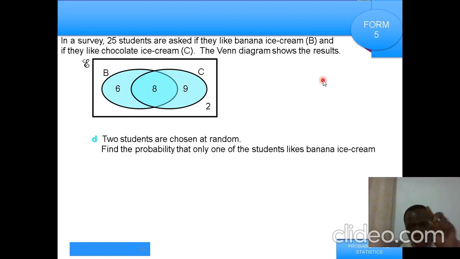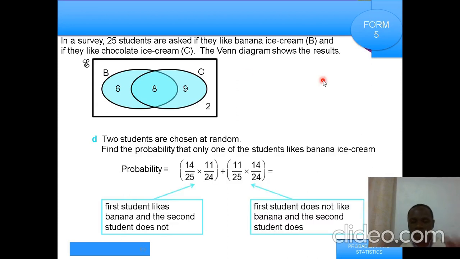We want out of two students, one to like banana. So it could be that when we are picking the two, the first student we picked liked banana, then the second one didn't. Or it could be the opposite: the first one didn't like banana, while the second one did. So look at the probability. We have the two options. The first one is we could pick the one who likes banana, which is 14 out of 25 because it's 8 and 6, times 11 over 24, this student who doesn't like banana. Those who don't like banana are actually 9 and 2, so it's 11. So it's liking banana times not liking banana, because that's one branch.